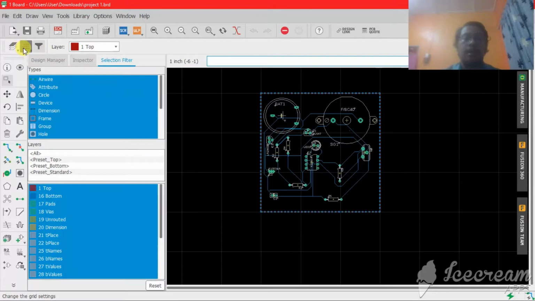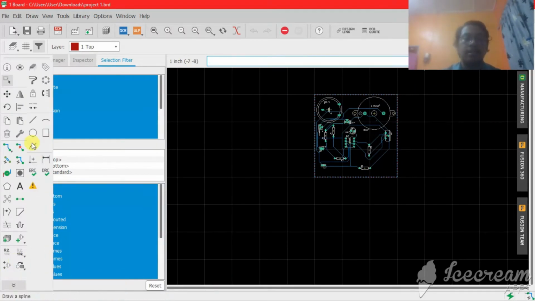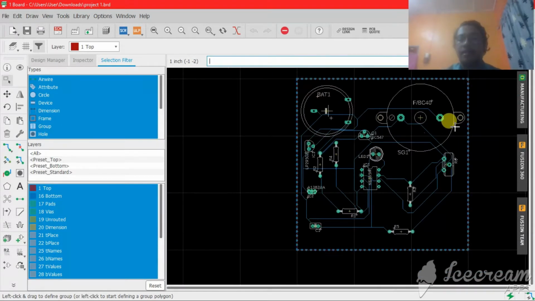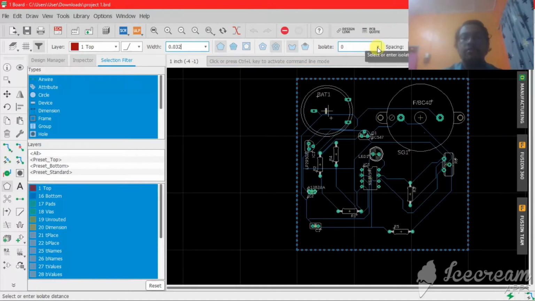So first of all, I adjust the grid, so it's made 1 inch, so we can create 3 by 3 using the line. The red one is the line. After that, the components, we just arrange them inside, then press the ratsnest so the wires are not too scattered around. And after finishing arranging them, we should create a polygon by using this. Set them by using 0.032 inch and isolate 0.032.